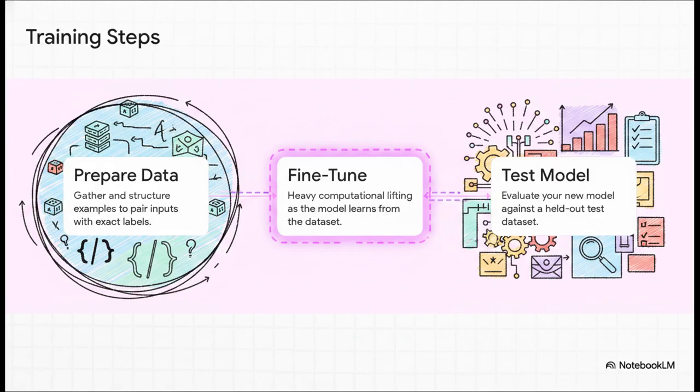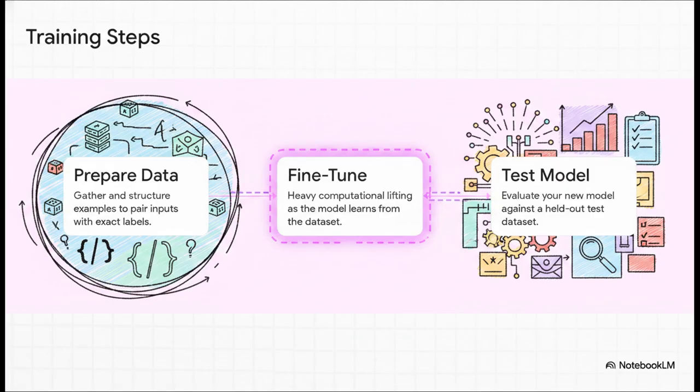Step 2 is fine-tuning the model itself. This is the computationally heavy phase where the actual learning happens. Here, developers have to adjust some critical hyperparameters. You have the learning rate, which dictates how aggressively the model updates its weights, and then you have epochs, which determine how many times the model cycles through the entire dataset. It's a delicate balance. Set your epochs too low and the model underfits, but set them too high and it literally just memorizes the data without learning the underlying patterns.